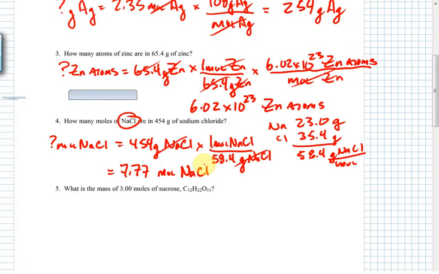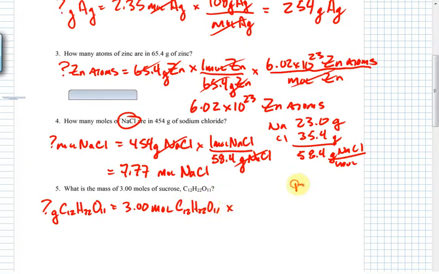Similar problem, I've got a compound, covalent compound now, sucrose. I've got the formula C12H22O11. I want to know how many grams of C12H22O11 are in 3 moles of sucrose, table sugar. I need the molar mass.